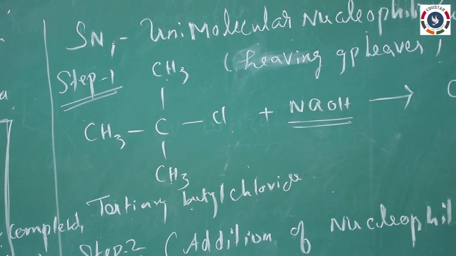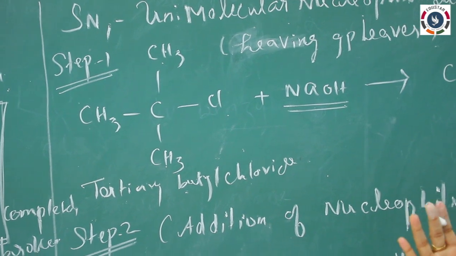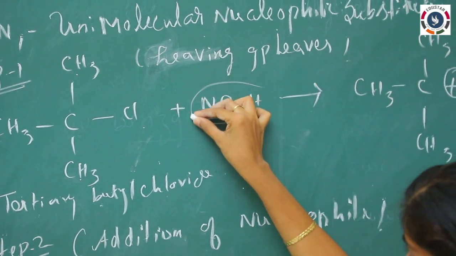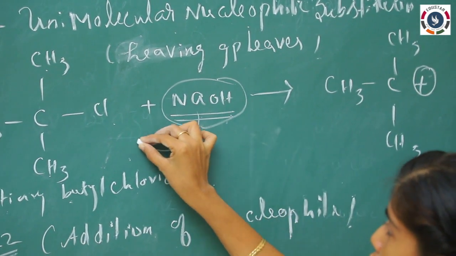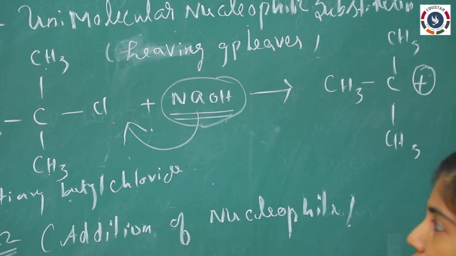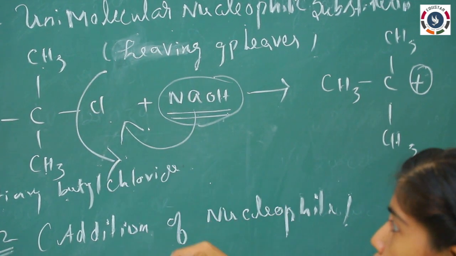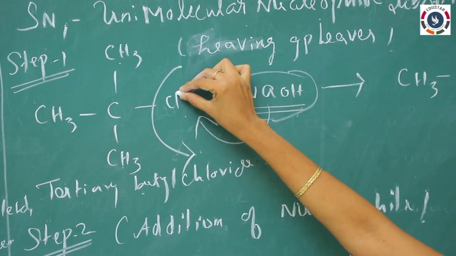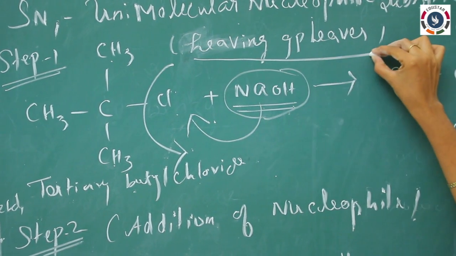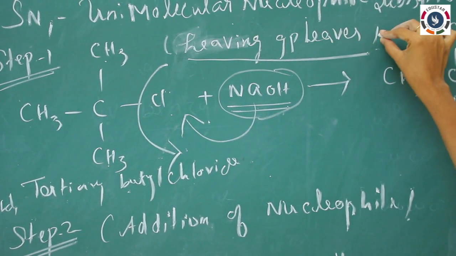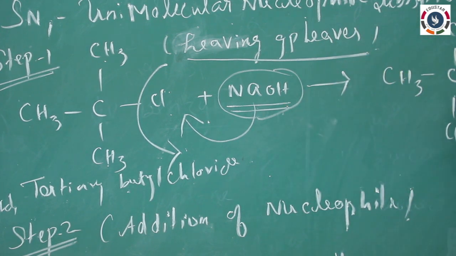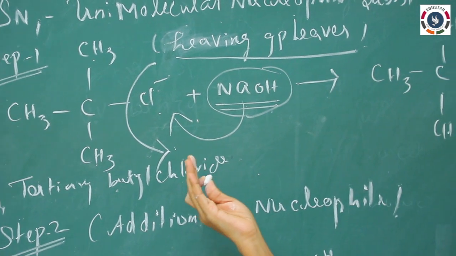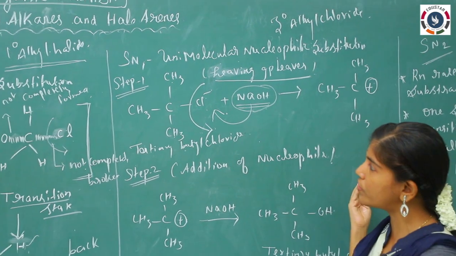Here the reaction happens in 2 steps. This is the first step, and in the first step, after the approach of this nucleophile to the substrate, the leaving group immediately leaves the substrate. That is, first the leaving group leaves the substrate. This is the first step. Leaving group leaves. This is an electronegative atom, right? This electronegative atom moves out of the substrate.